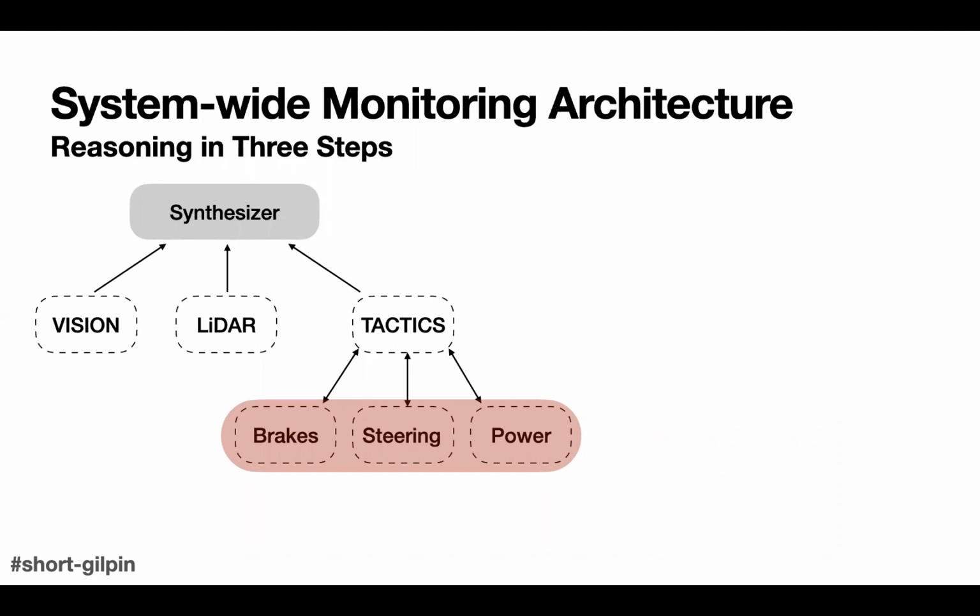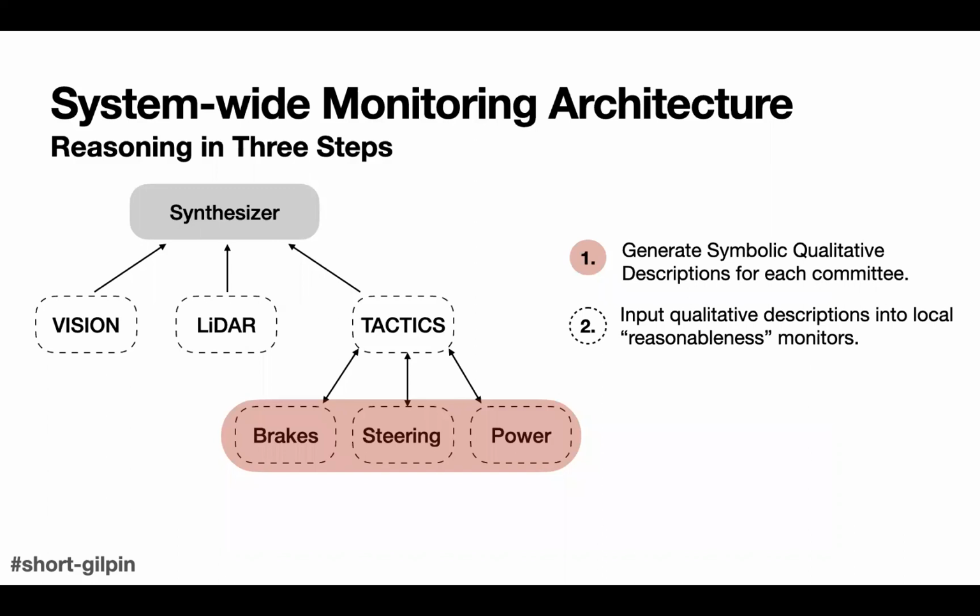The way that this works is you generate qualitative symbolic descriptions for each committee. An example of a committee is a group that's working towards a common goal. That's something like the braking, the steering, and the power control that's reporting to the tactics committee. They're all working on the same thing. Then from there, you look at those qualitative descriptions and input that into a reasonableness monitor, which gives you a justification and an explanation of why it believes that those descriptions are reasonable or not.